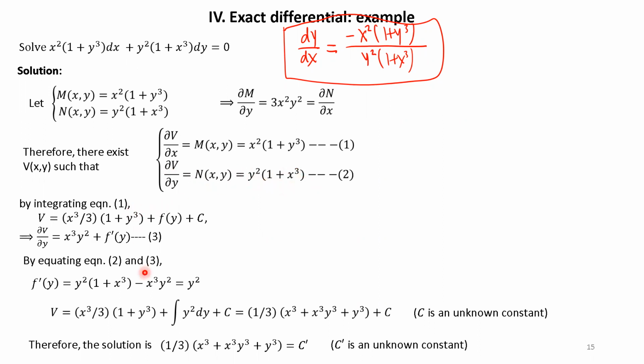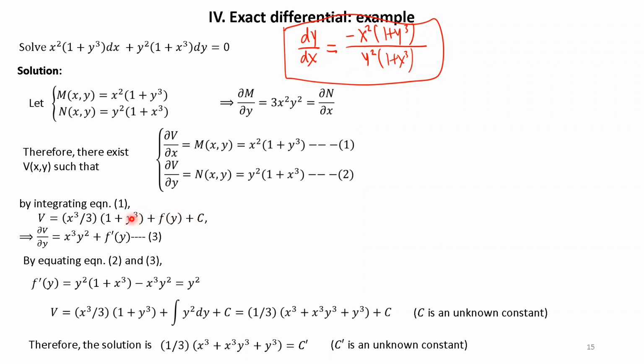So then what follows is what happened in chapter 3, where we have the exact same potential function. Given partial V partial X by this, I integrate this equation 1 with respect to X. Then I will get V equals X cubed divided by 3 times (1 plus Y cubed), plus some unknown function of Y, plus C.